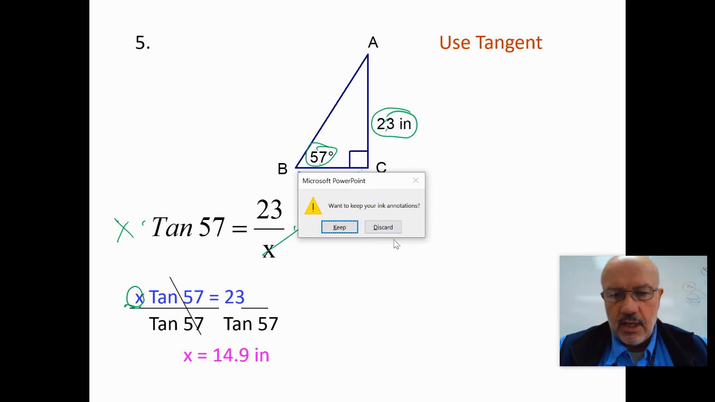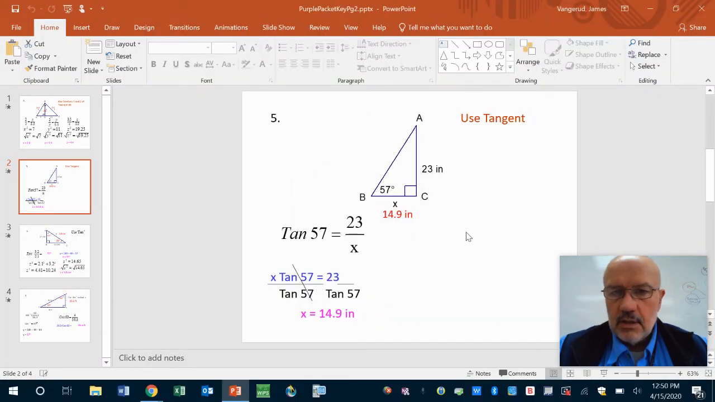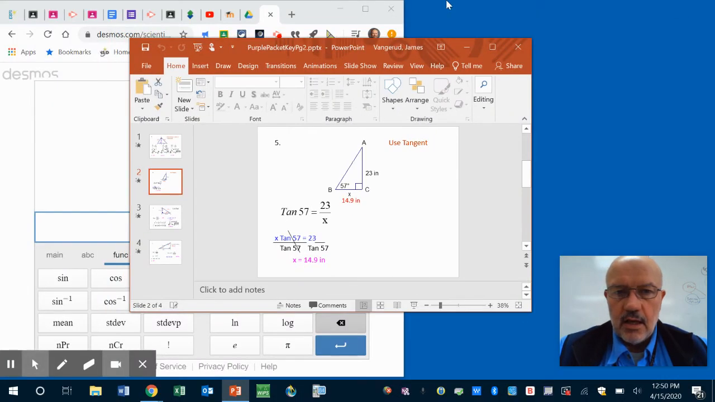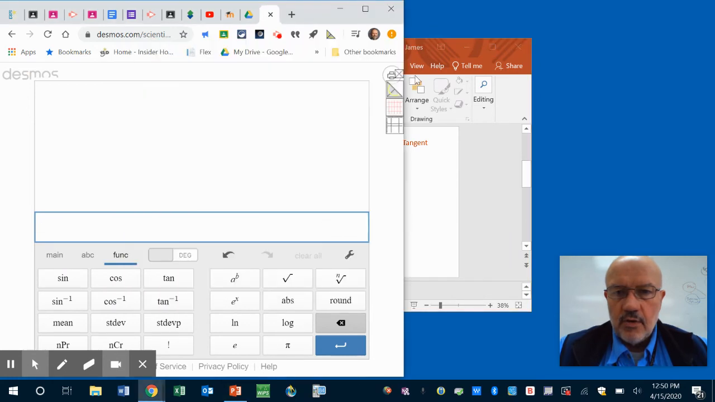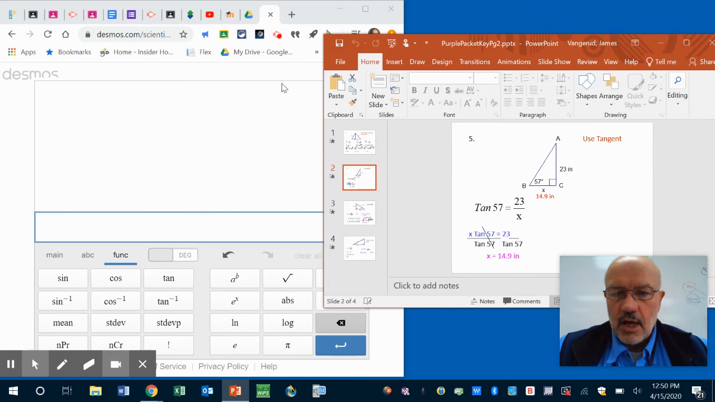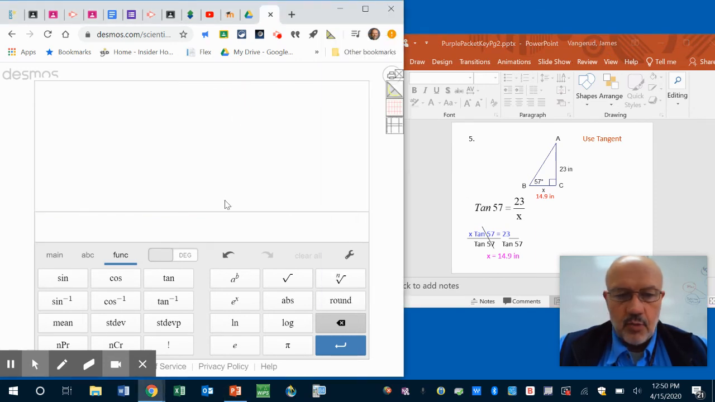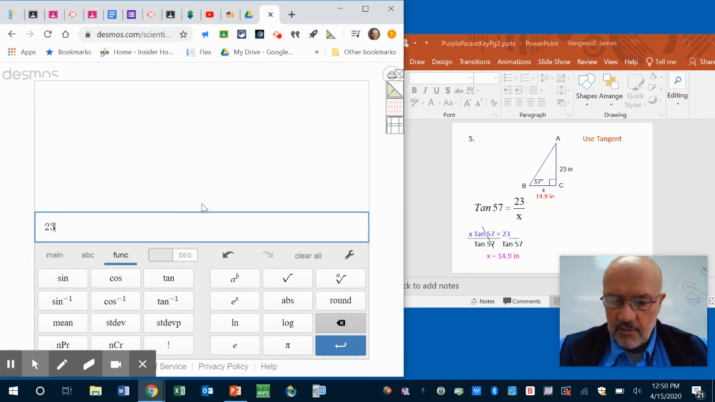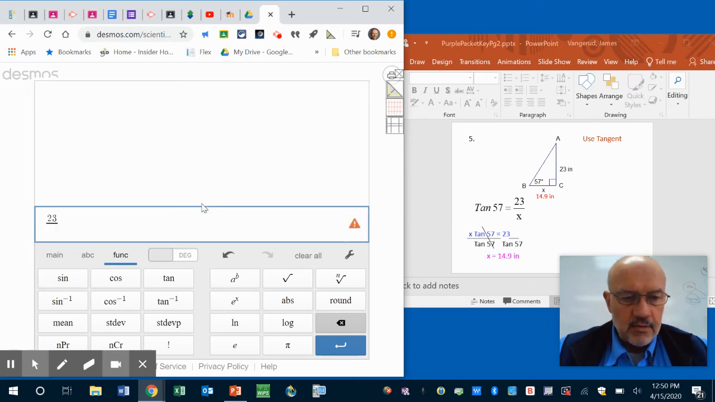Let's examine how we get that. So going back to the calculator, if you don't mind. Okay, so we did 23 divided by the tangent of 57.